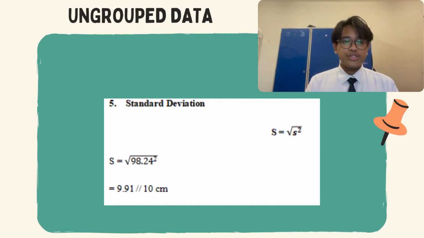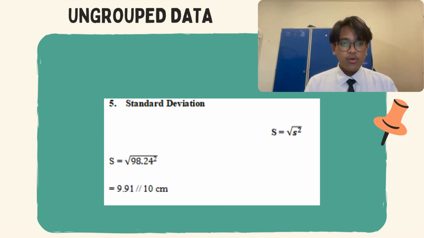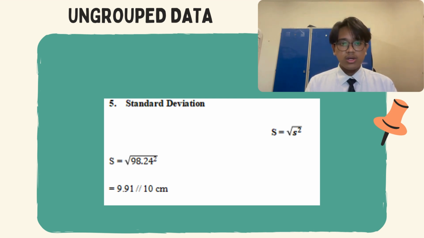For standard deviation, we just take the square root of the variance that we have calculated earlier. That means the square root of 98.24 centimeters is 9.91 centimeters, or we can just assume it as 10 centimeters.